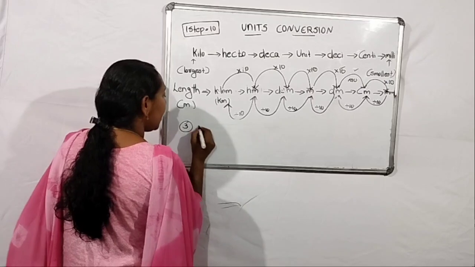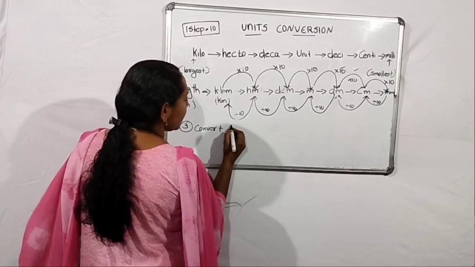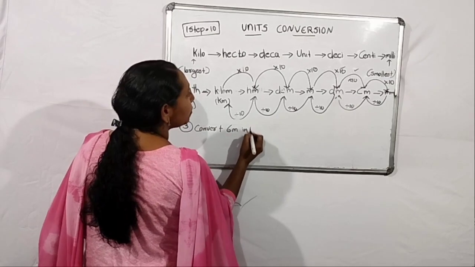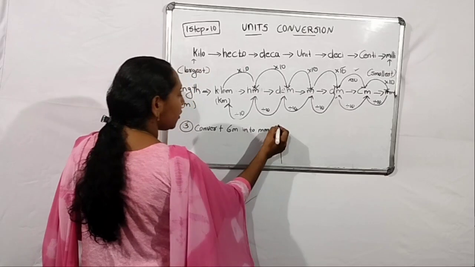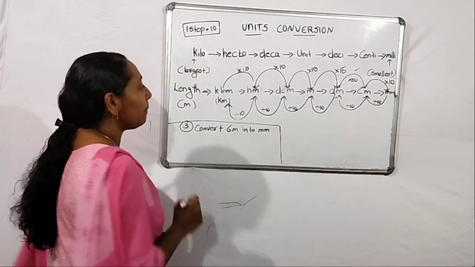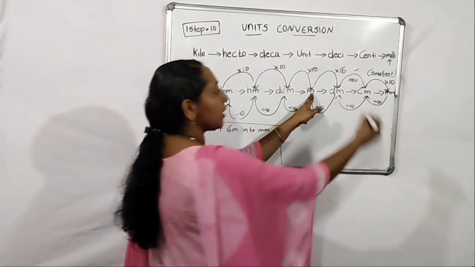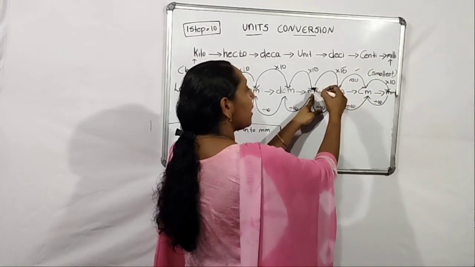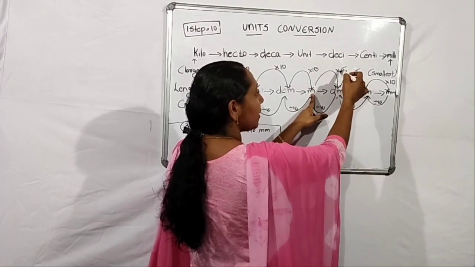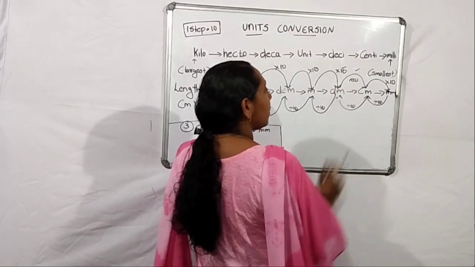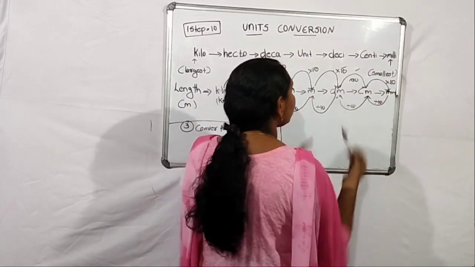Example number 3. Convert 6 meter into millimeter. You want to convert 6 meter into millimeter. Where is meter? Meter is here. You want to convert to millimeter. So how many times should we multiply with 10? Meter to decimeter, multiplication with 10. Decimeter to centimeter, another multiplication. Centimeter to millimeter, another multiplication. 1, 2, 3 times we should multiply.